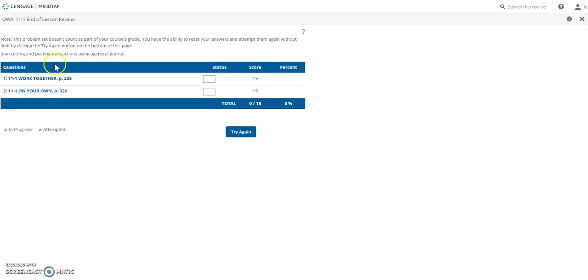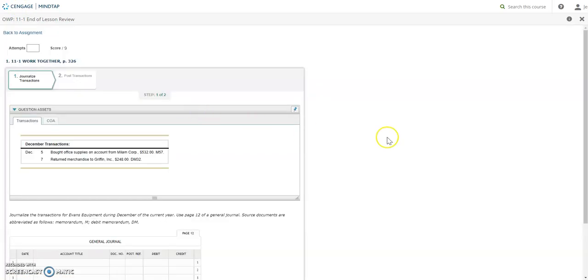This video is to go through the 11-1 work together. So in this first step, it says that we're going to journalize transactions for Evans Equipment during December of the current year. Use page 12 of the general journal. Source documents are abbreviated. So we have two transactions that we need to journalize.